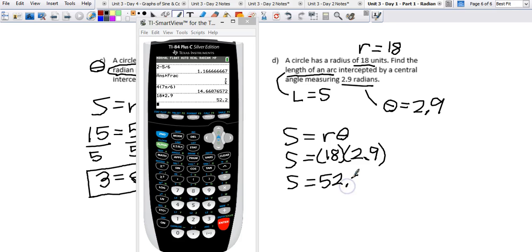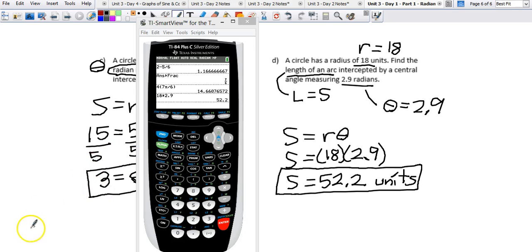So that length is 52.2, and since we don't have units, it's just 52.2 units. We can write units or just leave off the unit if you want. I'm not that picky about it. All right, that concludes part 1. This is just a short introduction to radians and arc length using radians.